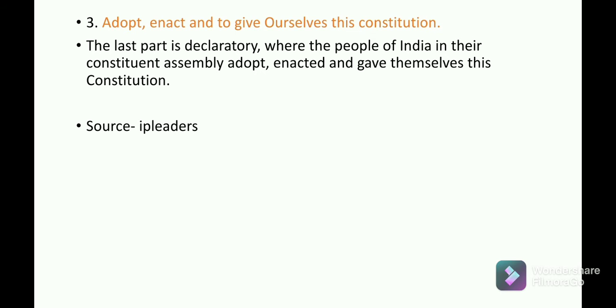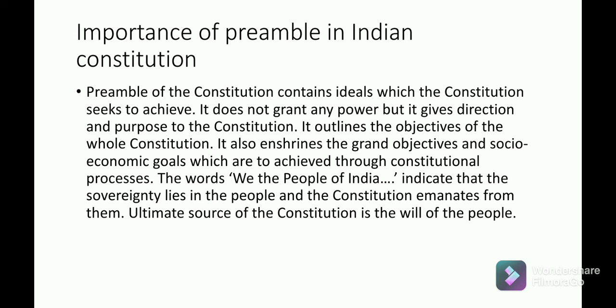Where they are making this declaration is in the Constituent Assembly. What they are saying first is adopt. They are adopting all the things the clauses contain and what the preamble is all about, and they are enacting the statement in the declaratory form on 20th November 1949, and giving it to themselves as the Constitution. These are the sources of the preamble.